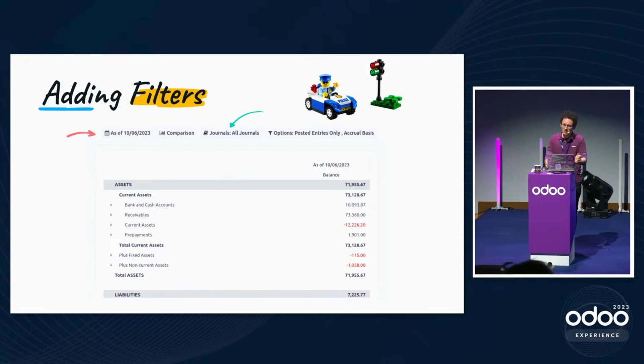And for example, here on my balance sheet, I have the filters by journals. So I can select a journal or some journals and just restrict what is shown in the report, depending on my selection in that filter.